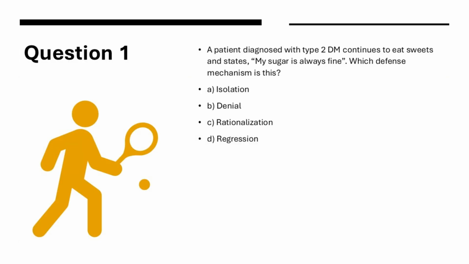The first question: a patient diagnosed with type 2 diabetes mellitus continues to eat sweets and states, "My sugar is always fine." Which defense mechanism is this? A. Isolation. B. Denial. C. Rationalization. D. Regression. The answer will be denial.